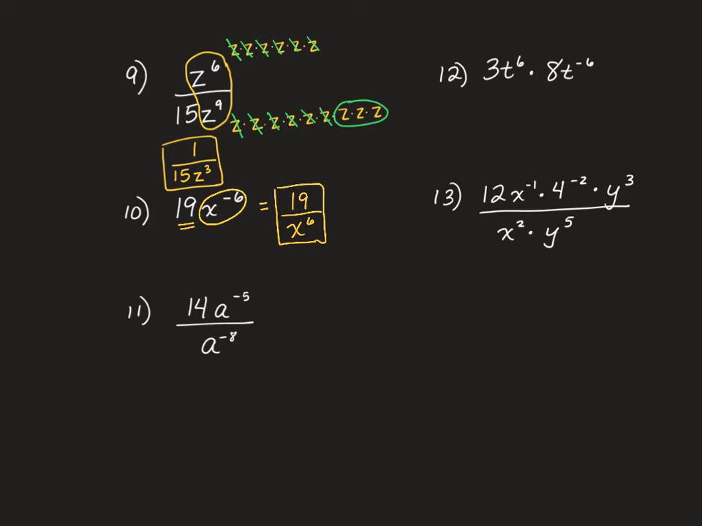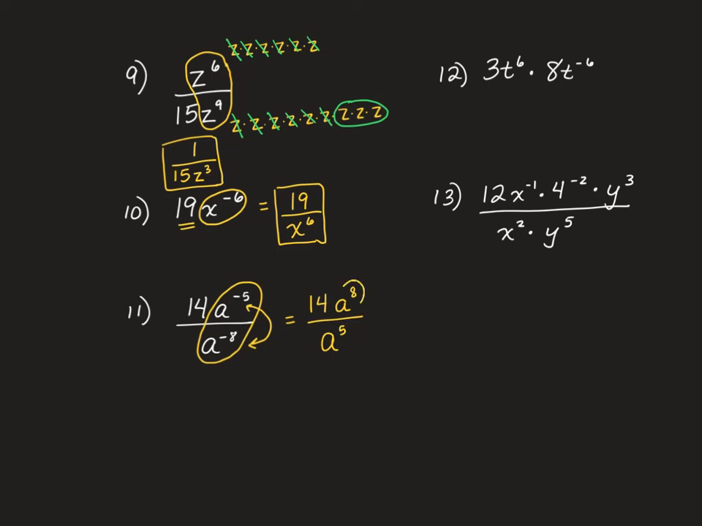On number 11, we have a to the negative 5 over a to the negative 8. So that means that we need to subtract those, or we can think about them as flipping them, because since they're negative exponents, we can flip them. So we have 14 that's unaffected, it stays on the top. A to the positive 8, that was down here, now goes to the numerator and becomes a positive exponent. And the other part, a to the negative 5, goes on the denominator and becomes a positive exponent down there.